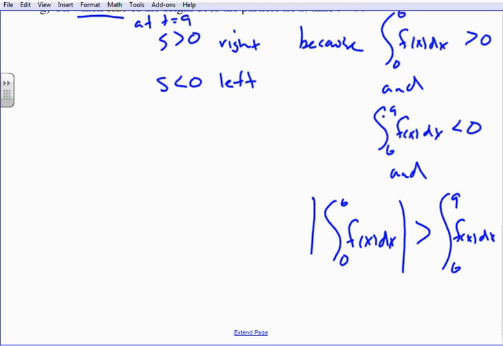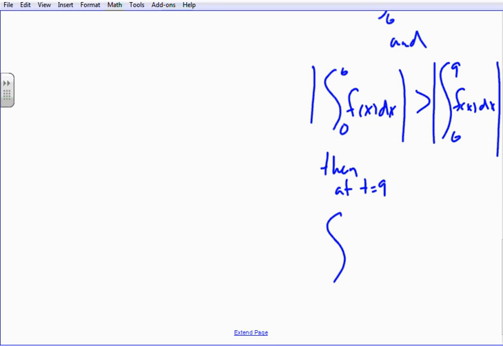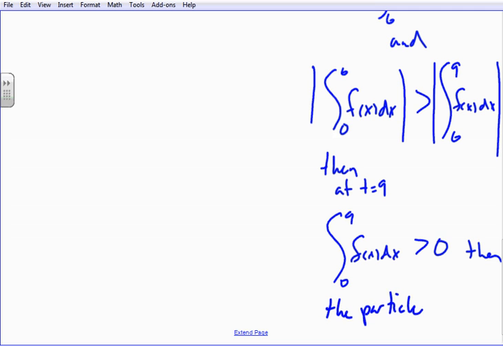Now, because the positive area is greater than the negative area, guess what? At t equals 9, the integral from 0 to 9 of f of x dx is going to be positive, greater than 0. Because it's positive, the particle is to the right of the origin.